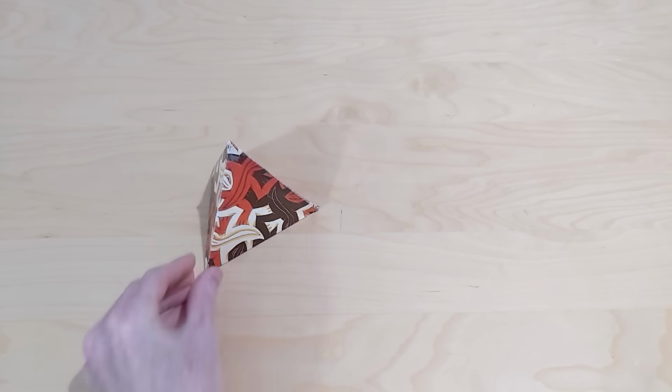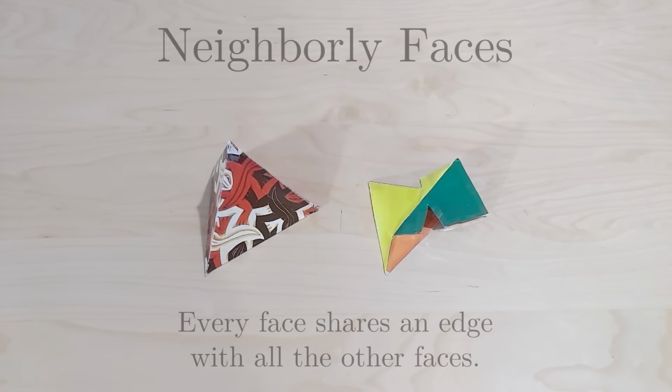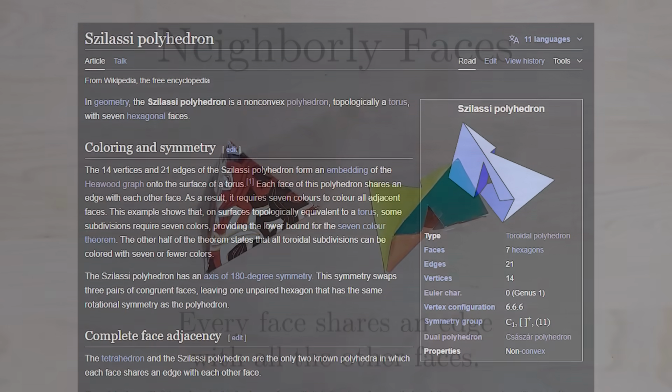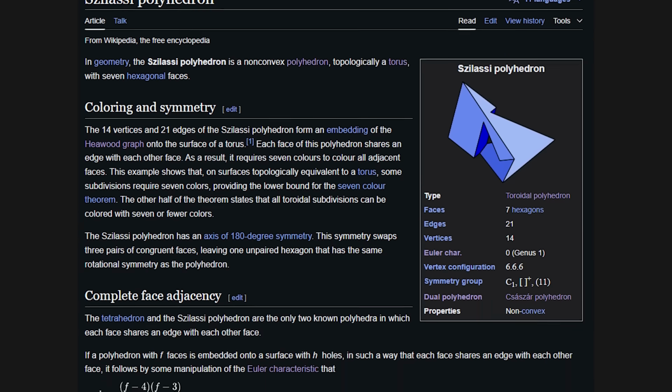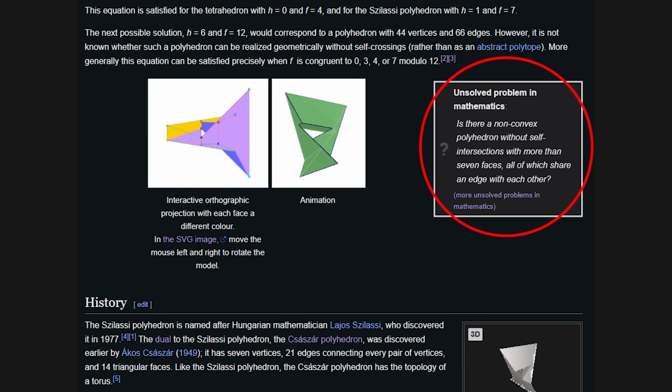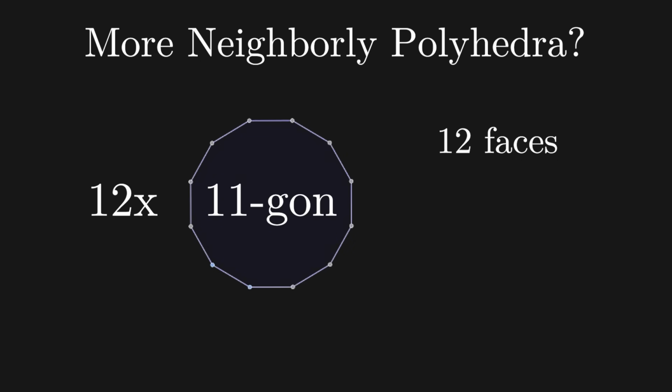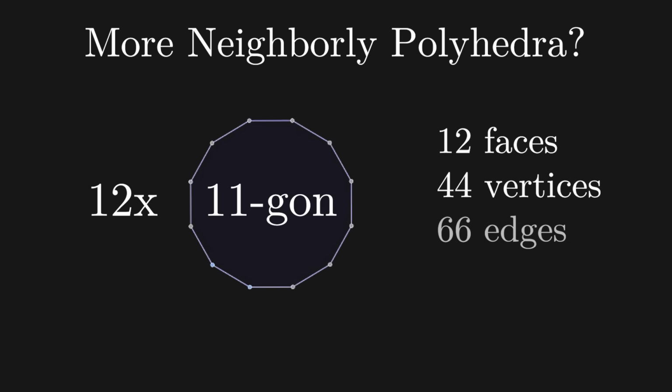The tetrahedron and the Szilassi polyhedron are neighborly in their faces, because every face shares an edge with all the others. But are these the only neighborly polyhedra? Surprisingly, this is still considered an unsolved problem in mathematics. No examples have been found, and there's no consensus if it's likely true or untrue. But if it does exist, it has to have 12 11-sided faces with 44 vertices, 66 edges, and 6 holes.